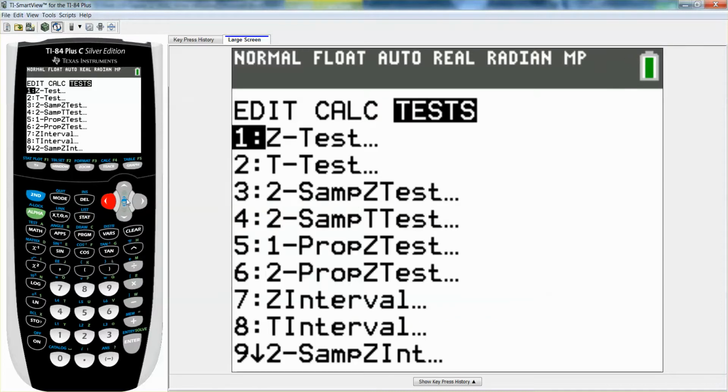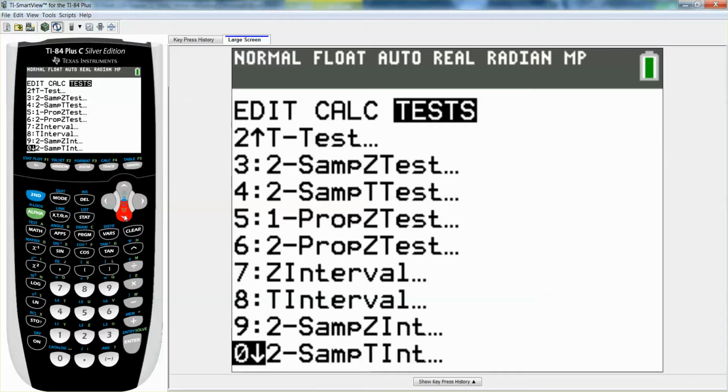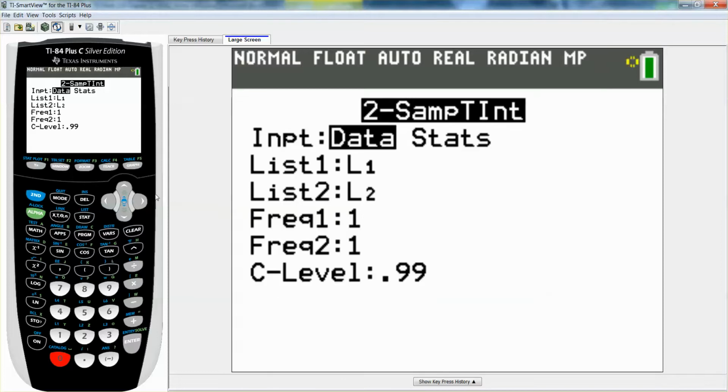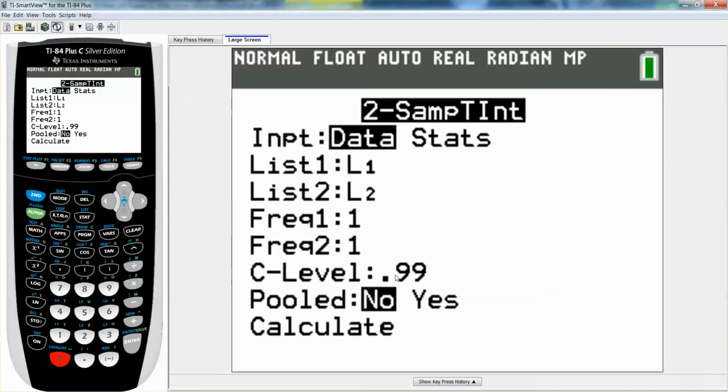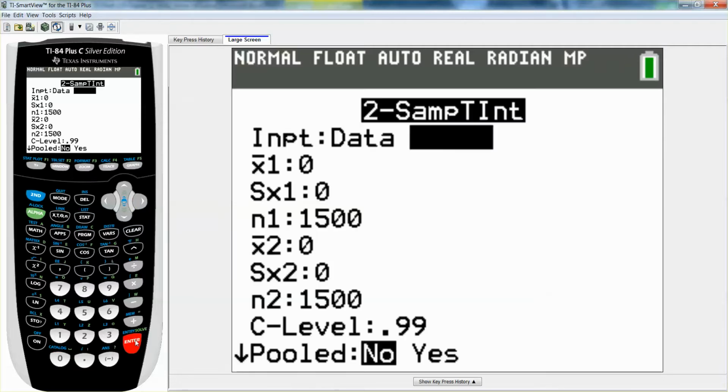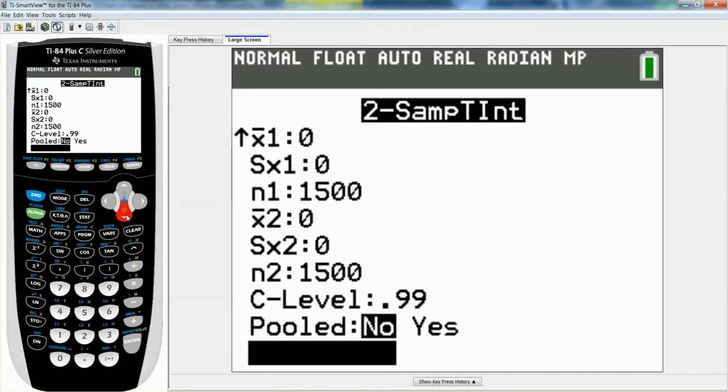2-samp t-interval is actually very similar to that. It's number 0. I'm pretty sure. There it is, 2-samp t-int. So again, it has the data option, but down here you can choose your confidence level, and again, always leave pooled no. If you have stats instead of data, right, data is when you have a column of raw data given to you. But if you don't have that and they just give you information like x bar was this, standard deviation was this, then you'd have to type it all in yourself, and then your confidence level, and then leave pooled no and go down to calculate. So extremely similar to the test, but not exactly the same.